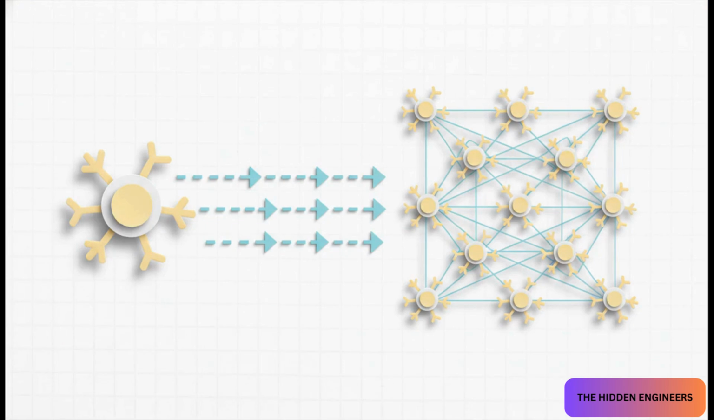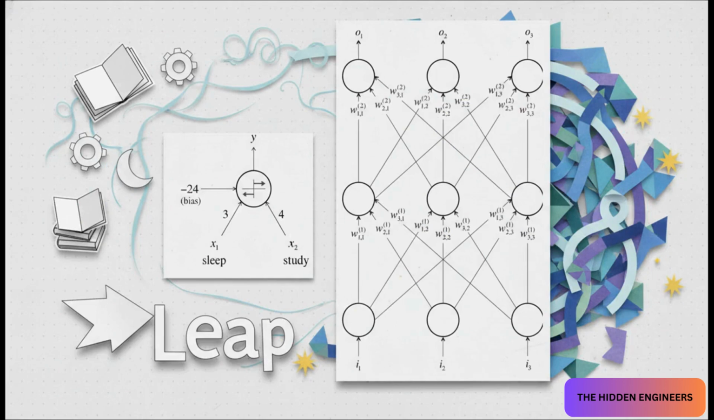So, what's the solution? Well, it's actually beautiful in its simplicity. If one neuron isn't powerful enough, we don't throw the idea away. We just use more of them. We connect them together in layers. And this is the big jump. On the left, you've got our single little neuron. On the right, you have a whole network.